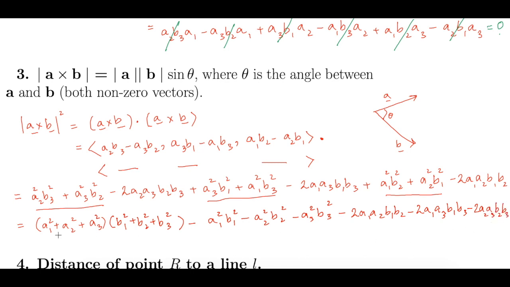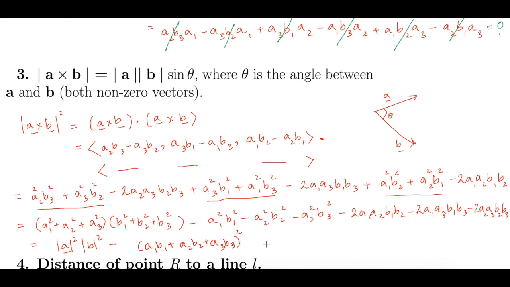So before we do that, what is this guy? This guy is the squared magnitude of vector A. And this guy is B squared. And this guy I can write as (A1 B1 plus A2 B2 plus A3 B3) squared.